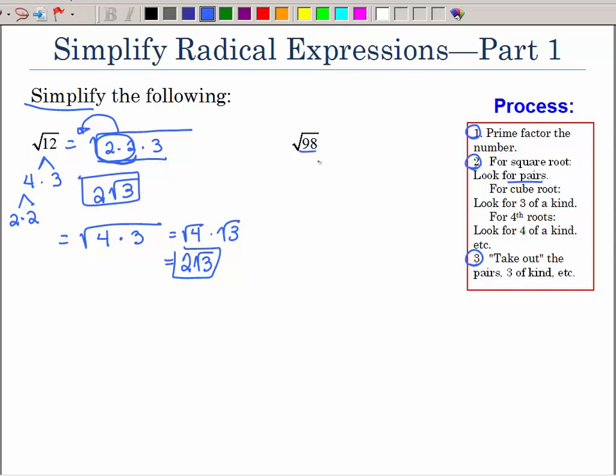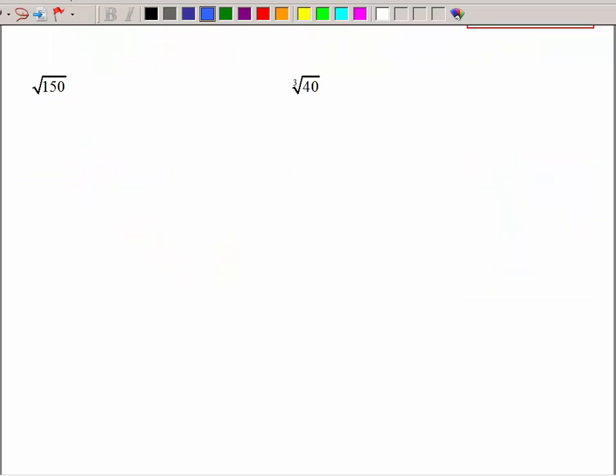Alright, so I'm going to look at 98. Now I know since that's an even number, it's divisible by 2. So I say 2 goes into 98 49 times. And then I know 49 is 7 times 7. So I can look at this as 7 times 7 times 2. I have that perfect square, or that pair, that comes outside of the radical, so that's 7 times the square root of 2. Again, if you can do some prime factorization, which is just division, this is a very easy lesson.